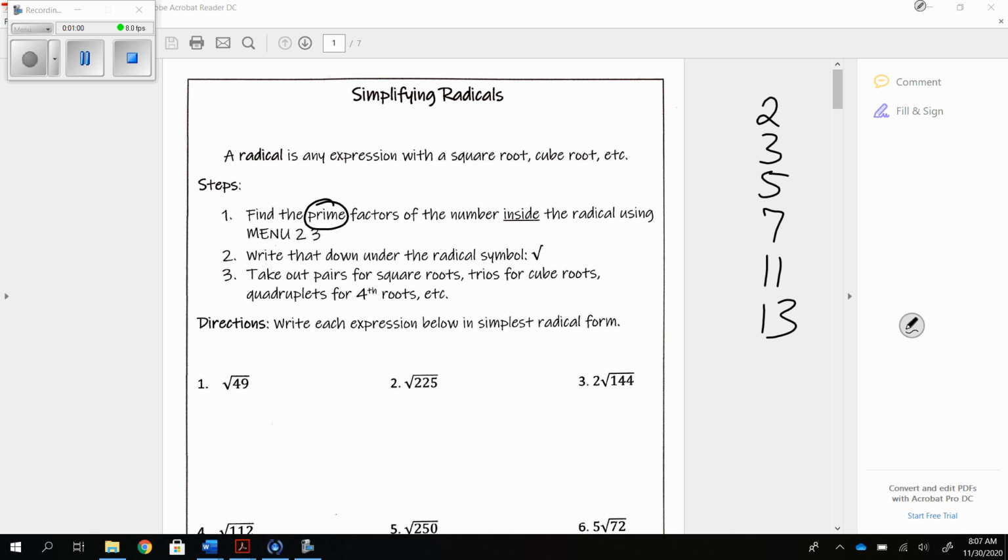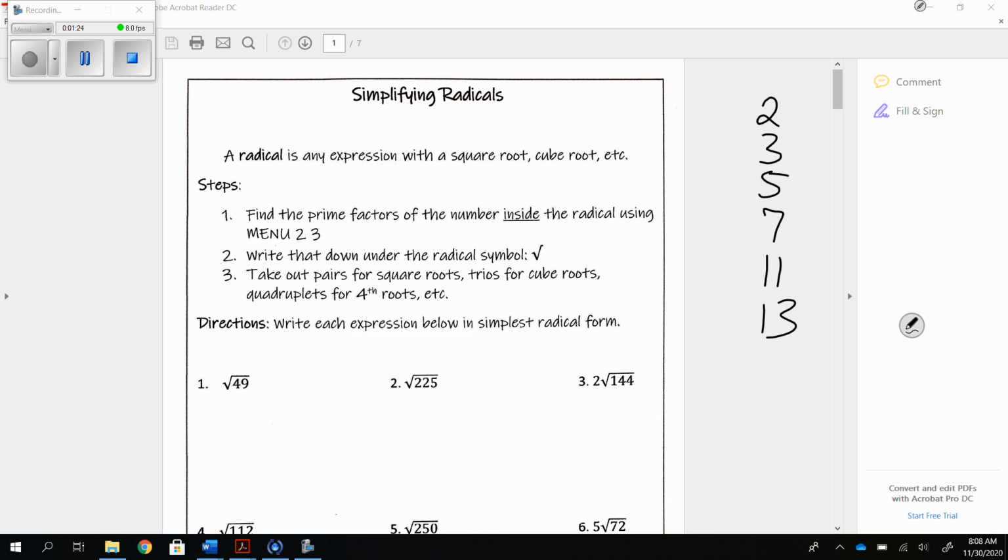Those numbers are important. Then step 2, write that down under the radical symbol, which is square root, all right? Then step number 3, this is very important. Take out pairs for square root. So square root, you're basically squaring it by 2, all right? Trios for cube roots. Cube roots mean by 3, and quadruplets for fourth roots. That'll make sense in a second, all right?